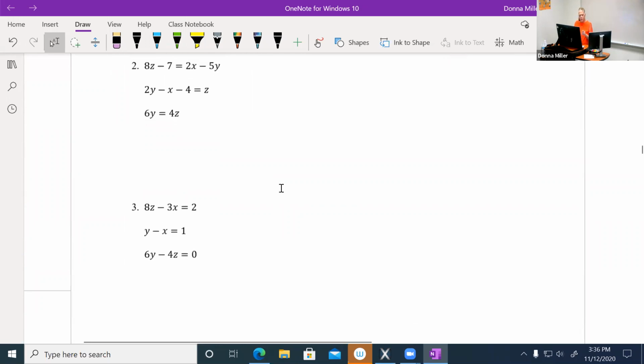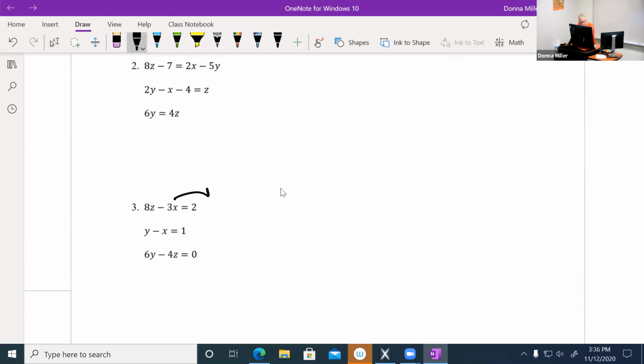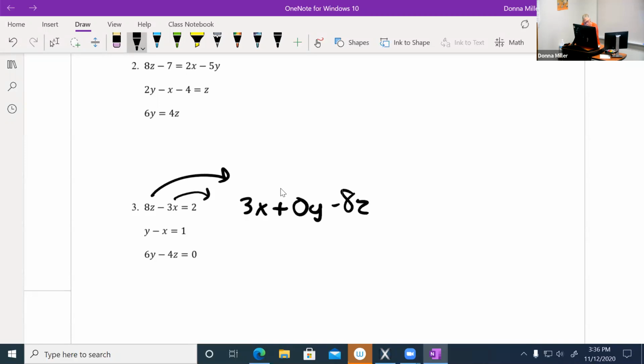Let's do number 3. I'm going to skip number 2. It's kind of the same thing. So I'm going to lay these out. I'm going to move the 3x over, so it becomes a positive 3x. There's no y, so I put a 0y. Move the 8z over, so it becomes minus 8z. And I'm moving to the right, so the 2 needs to go to the left, so it becomes a negative 2. Variables on one side, number on the other.